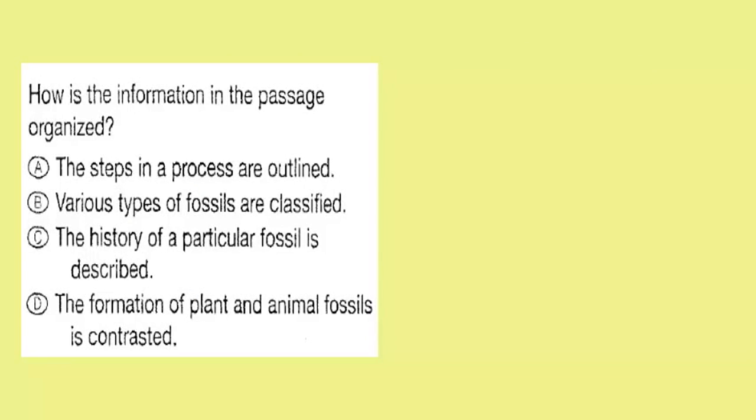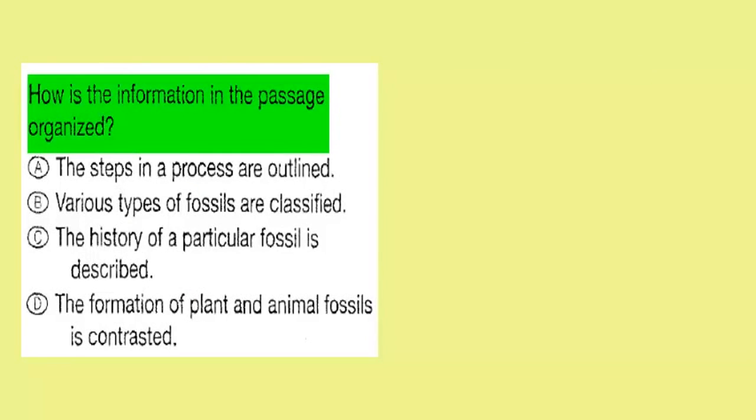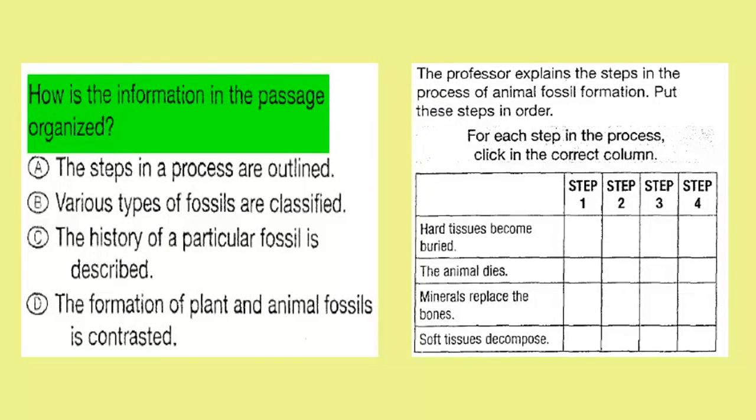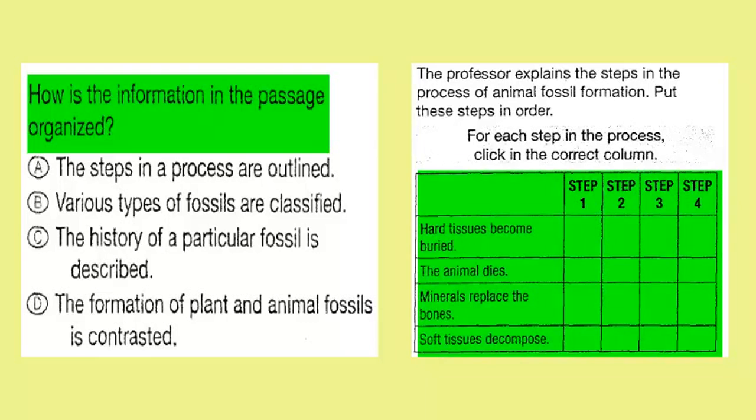Let's see some examples of this type of question. The first picture shows a fixed pattern that is useful to identify the question. On the other hand, this example shows a table in which candidates have to put in order the steps of the fossilization process.